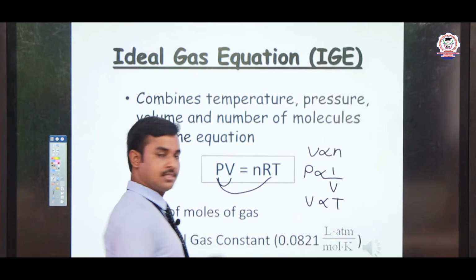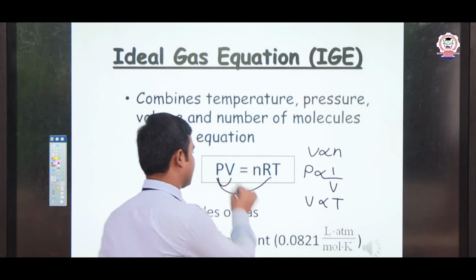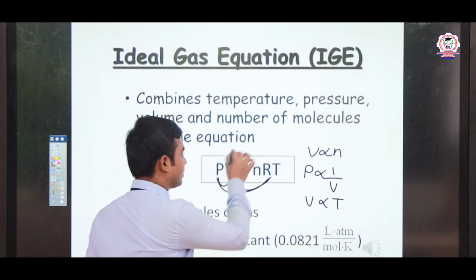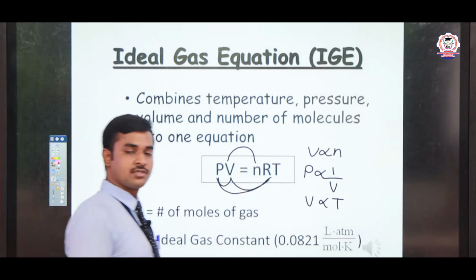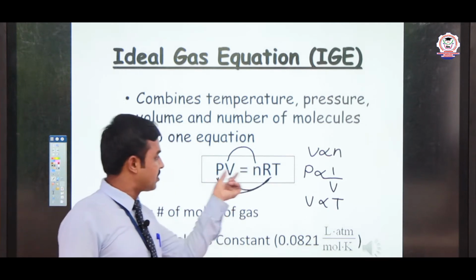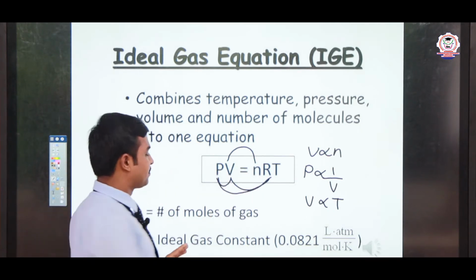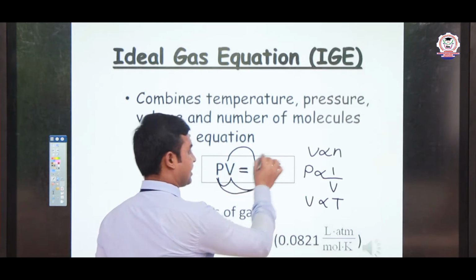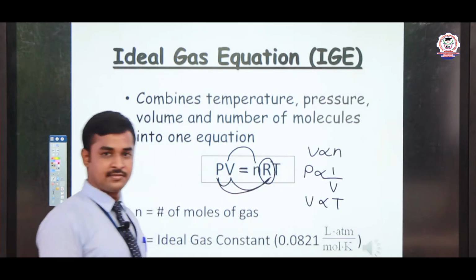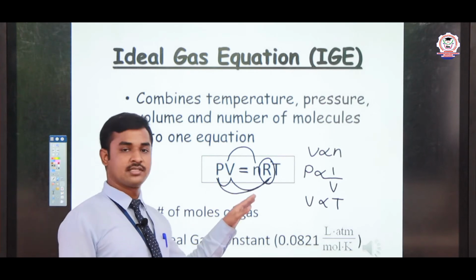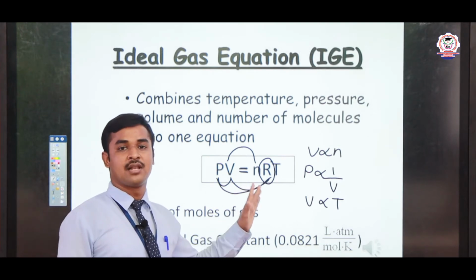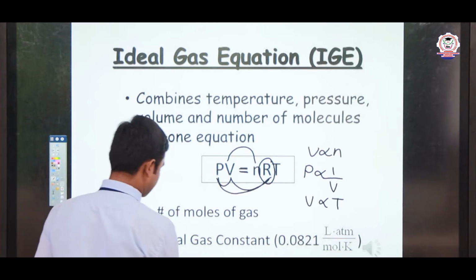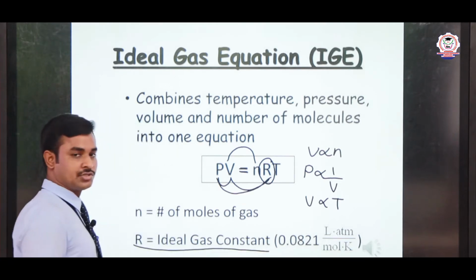The pressure-volume relationship and the volume-temperature relationship are also satisfied in this equation, and volume is directly proportional to the number of molecules or number of moles, so the Avogadro concept is also satisfied. When you put the equal sign, you can additionally add one gas constant. The gas constant is represented by the symbol R.